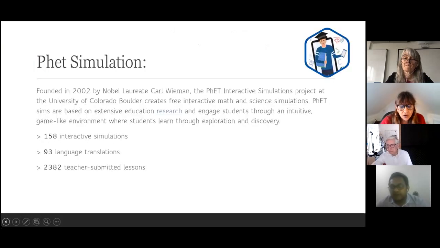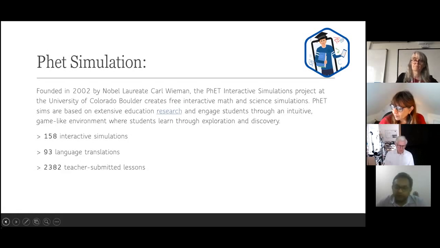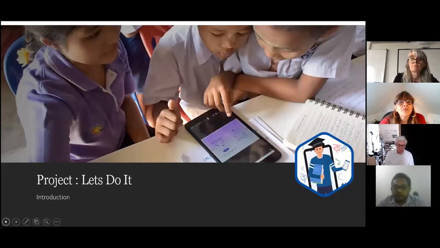So let's talk about the PhET simulation system. We are working on the PhET simulation system, which is a pre-established simulation system from the University of Colorado. They have 158 interactive simulations based on physics, math, biology, and different kinds of interactive laboratory work we do in the laboratory. They have different languages in the simulation. Already 93 languages are available, and above 2,000 teachers are working with the interactive simulations. They have lessons in the simulation process. So this is all about the PhET simulation process. It is a pre-established simulation system from the University of Colorado, developed by PhET.